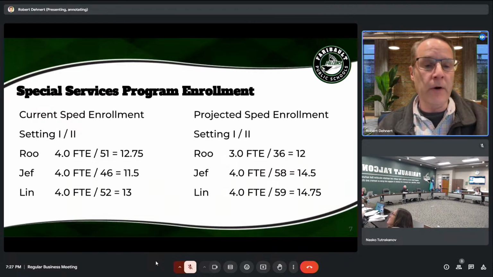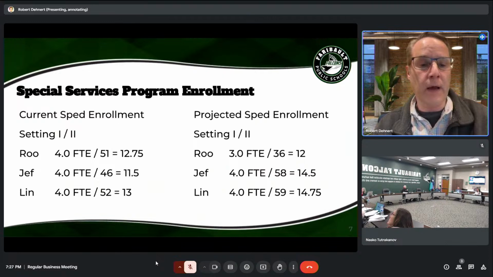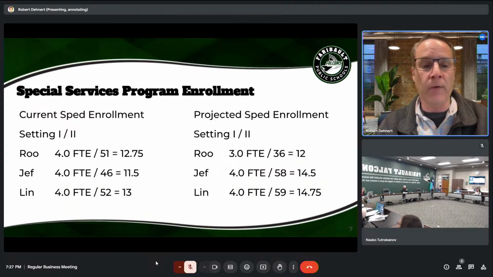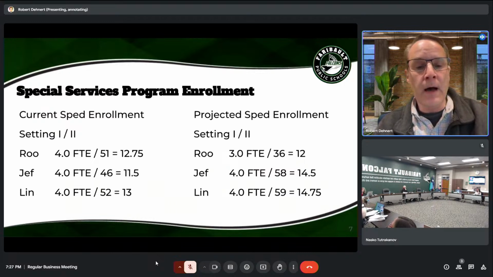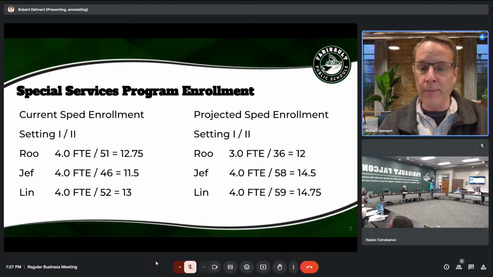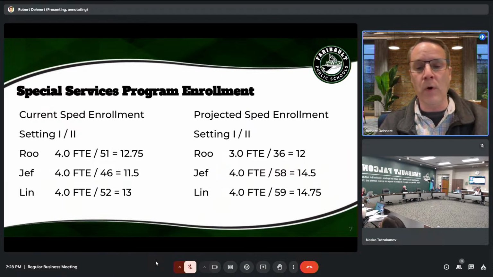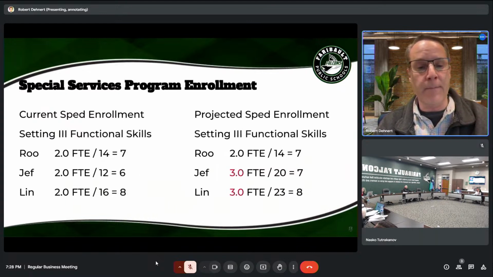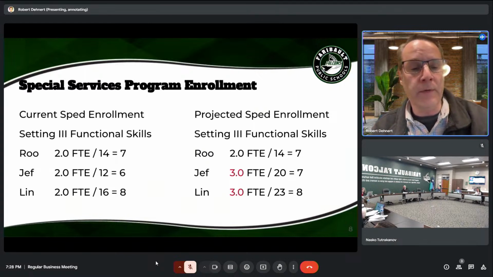So the current year on the left side of the chart, Roosevelt has 4 Setting 1, Setting 2 teachers, and they have a caseload average of about 12.75. Jefferson has 4 FTEs, a caseload average of 11.5, and Lincoln has 4 FTEs, a caseload average of 13. Next year, I project those caseloads to go up a little bit. We're going to reduce an FTE or repurpose an FTE at Roosevelt and keep Jefferson and Lincoln the same in our Setting 1 and 2 programs, but their caseloads will go up by 1 to 3 students in those programs. So I think that we have enough room to absorb our Setting 1 and Setting 2 students, and I'm not concerned about them. What I am concerned about is our Setting 3 students.